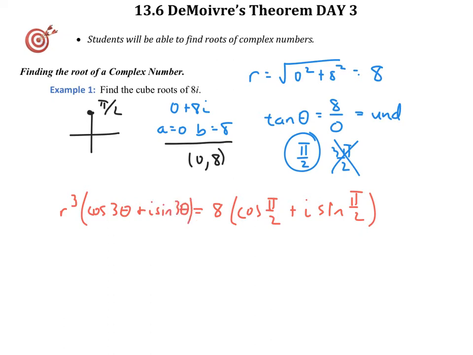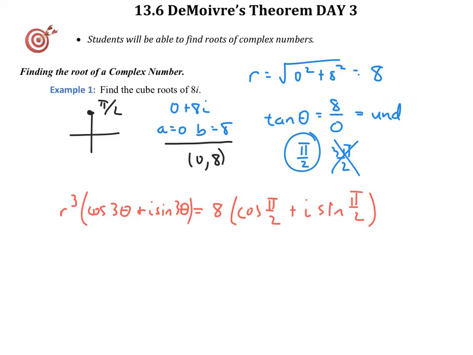Remember how I said it's very similar to the powers idea from yesterday. So this is the nth power, right? So if I do r to the 3rd power, then I have to multiply my thetas by 3. Okay? All right, so here's where we're going to start making correlations.